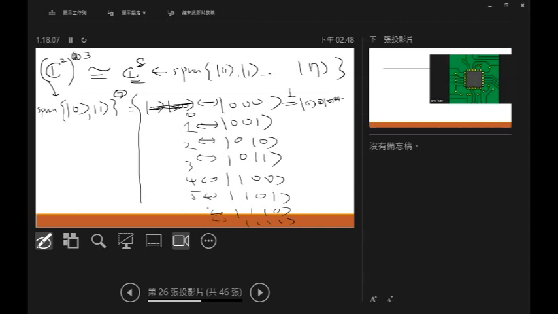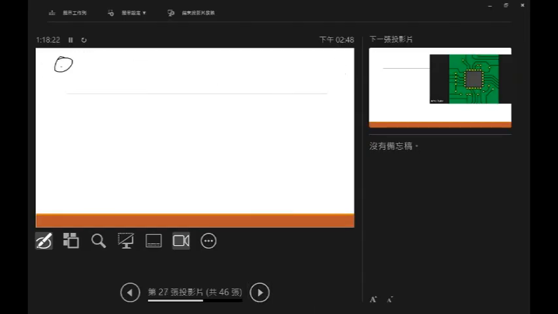Okay. So this is a common notation. Is it understandable? Okay. So the question, stupid question.